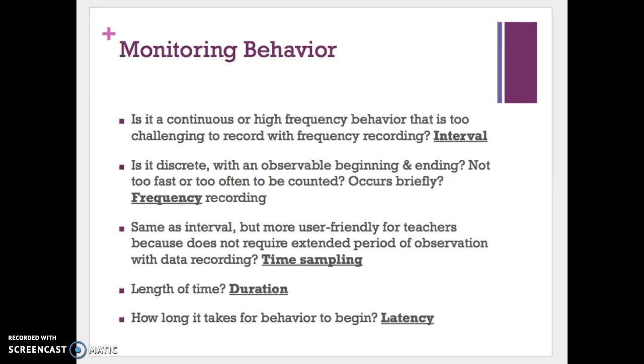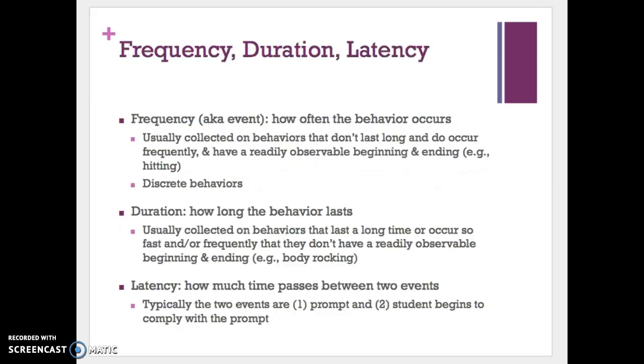With data recording, you might use time sampling. Length of time, duration. How long does it take for behavior to begin? Latency. So that's just a quick review for us there. Frequency, duration, and latency. So frequency, also known as event recording, how often the behavior occurs.